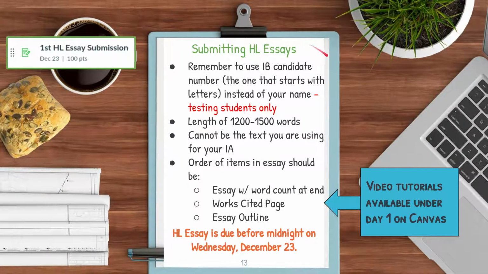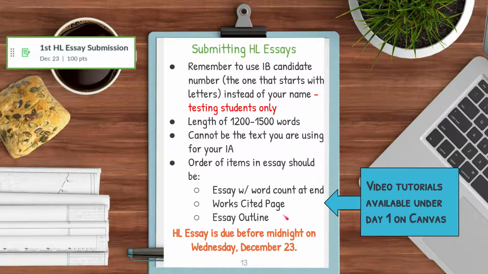Submitting your higher level essay, a quick review. Remember to use the IB candidate number, the one that starts with the letters, instead of your name, right? And that's only for the testing students. Students who are not officially testing at the end of the year can just put their name. It should be between 1,200 and 1,500 words. It cannot be the same text that you used on your IA. And the order of the items in your essay should be your essay with the word count at the end, the works cited page, and then the essay outline that you did before.